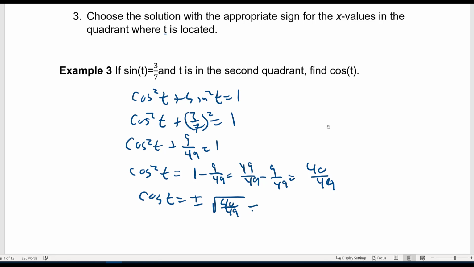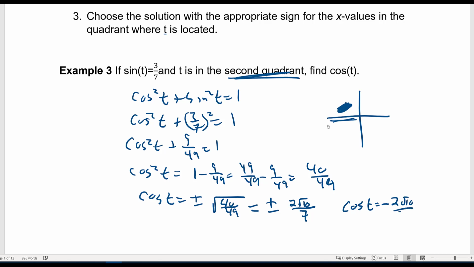We could simplify that a little bit. 40, there's a 4 and a 10. There's 8 and 5, but that's not going to do anything. So we'll go with 4 and 10. So do 2 root 10. And the square root of 49 is 7. Now it says it's in the second quadrant. Second quadrant means it's over here, so it's over in this area. Notice that x is negative over there. So our cosine of t would be negative 2 root 10 over 7. And that's it for that.